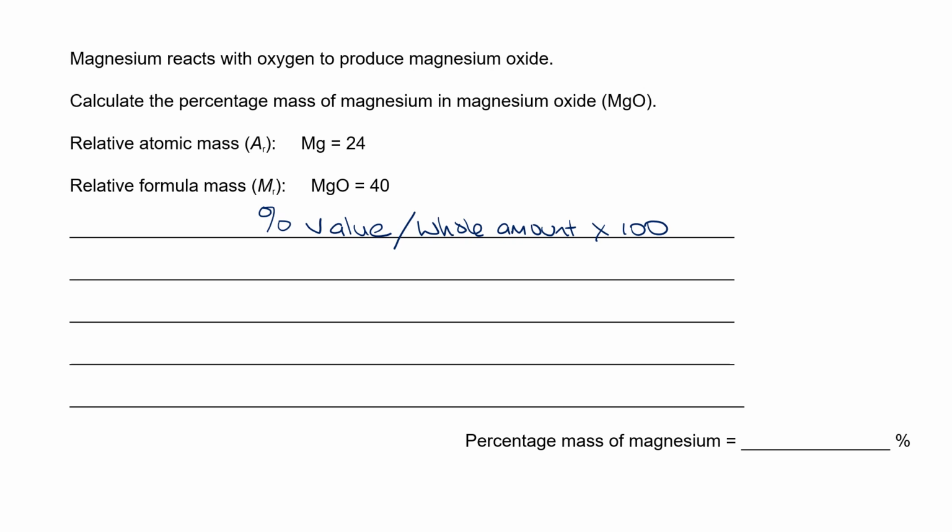So in our question we can see that the percentage value that we're trying to find is magnesium, and it's given to us here, which is 24. So we would do 24 divided by the whole amount, which is the Mr of magnesium oxide. So divided by 40 and then times by 100. Put that into your calculator and we get an answer of 60%.